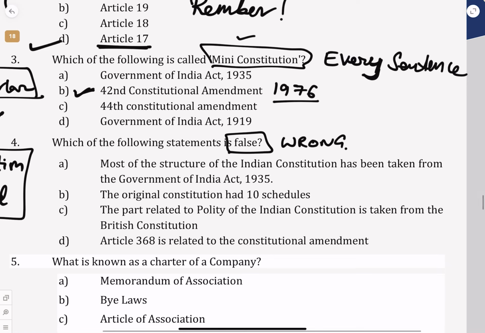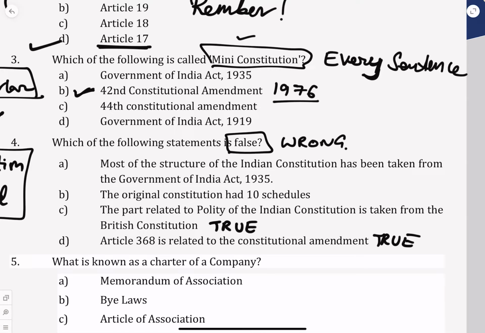Okay? The original constitution had 10 schedules. The part related to polity of the Indian Constitution is taken from the British Constitution. Article 368 is related to constitutional amendment. So which is false, not which is true. So Article 368 is related to constitutional amendment. This is true. Correct? The part related to polity of Indian Constitution is taken from British Constitution. This is also true. So we know that.